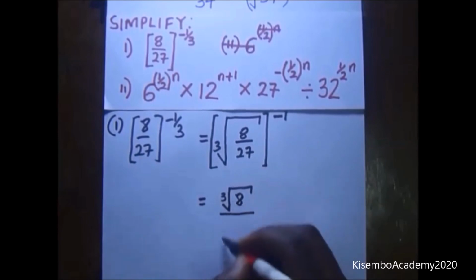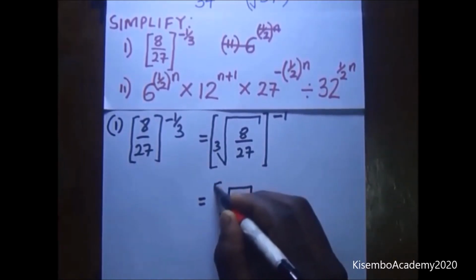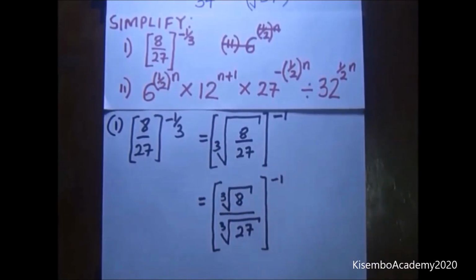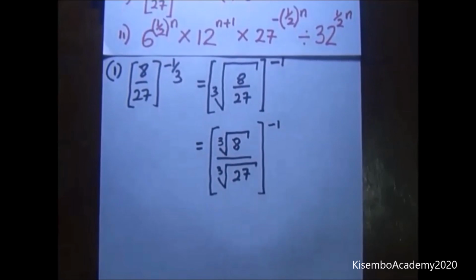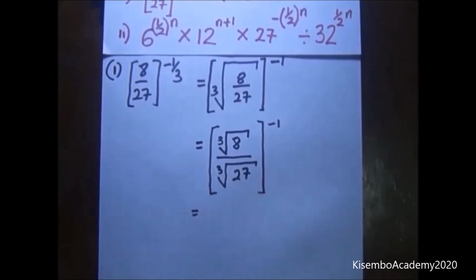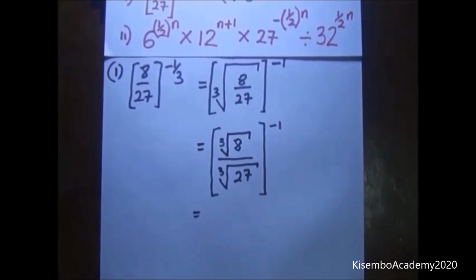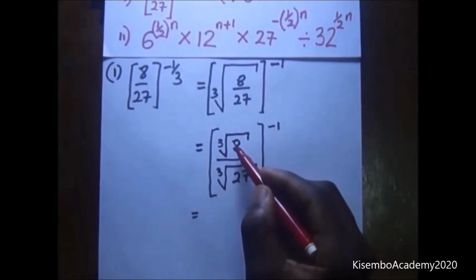over the third root of 27, all this to the power -1. We are simply applying the rules we just explored before to calculate that number effectively. Now what's the third root of 8? The third root of 8 is just 2, but let's try and find out how it is gotten. So we shall do some side work here.